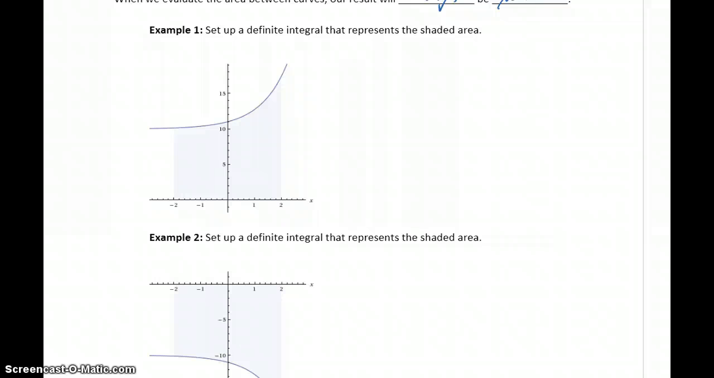So in example 1, we want to set up a definite integral that represents the shaded area. So what we have is a shaded region below this curve f of x. So it's bounded above by the curve f of x, and in this case, even though it's not represented here, bounded below by the curve g of x. And then we're looking at this area from a lower bound of x equals -2 to an upper bound of x equals +2.